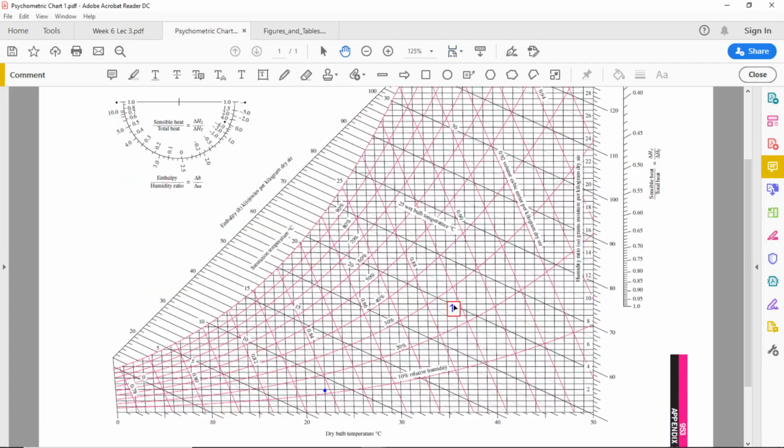I have already located the state point at a dry bulb temperature of 22 degrees and at a wet bulb temperature of 9 degrees. You can see this is the constant wet bulb temperature line. The dotted line over here is a constant wet bulb temperature line, and this corresponds to 9 degrees. This one is for 10 degrees.